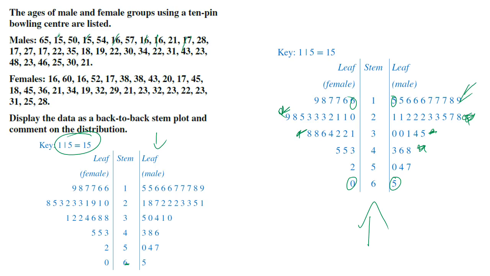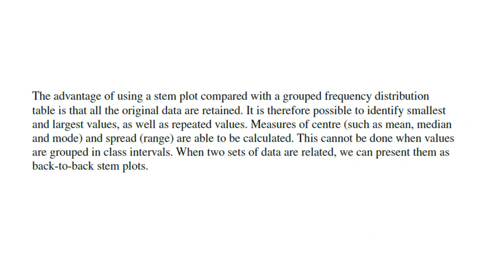Whereas for the females, you've got a range between 60 and 16, so that would be 44. So there's a difference. You can look at where the most popular ages are for the men compared to the females. For men, it's going to be the teens and the 20s, whereas for the females, it's the 20s and 30s. That's the sort of stuff you need to be looking at here.